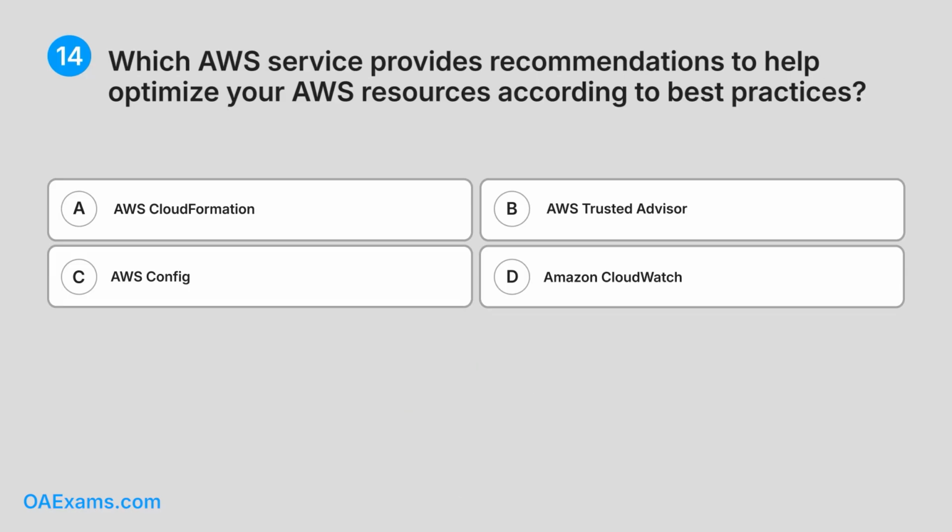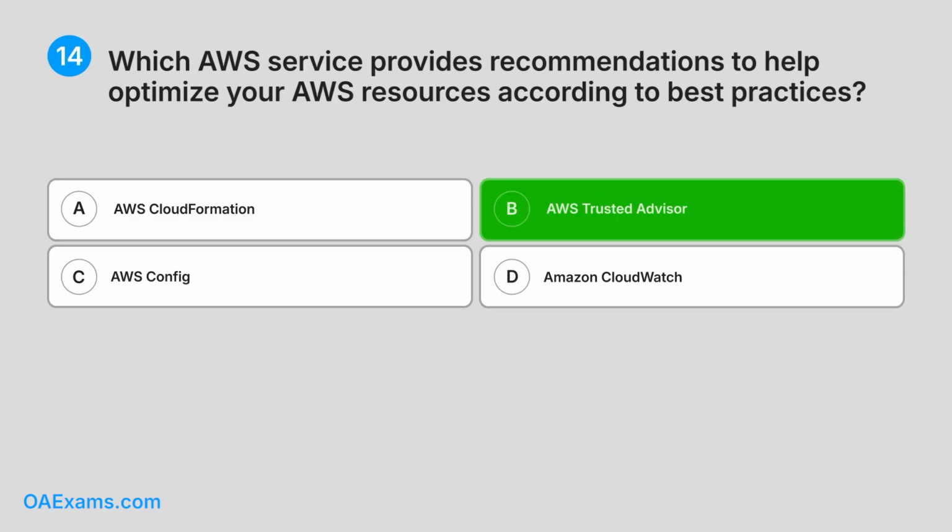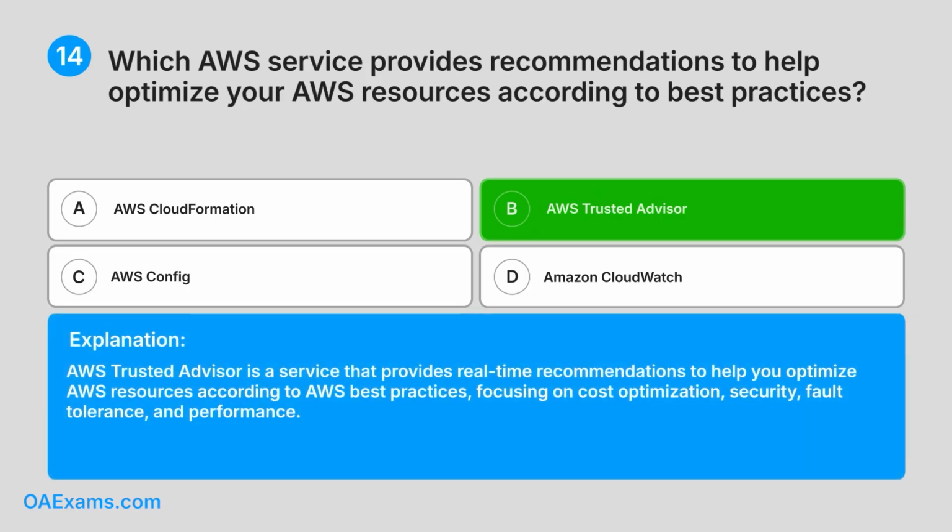Correct. Answer: B. Explanation: AWS Trusted Advisor is a service that provides real-time recommendations to help you optimize AWS resources according to AWS best practices, focusing on cost optimization, security, fault tolerance, and performance.